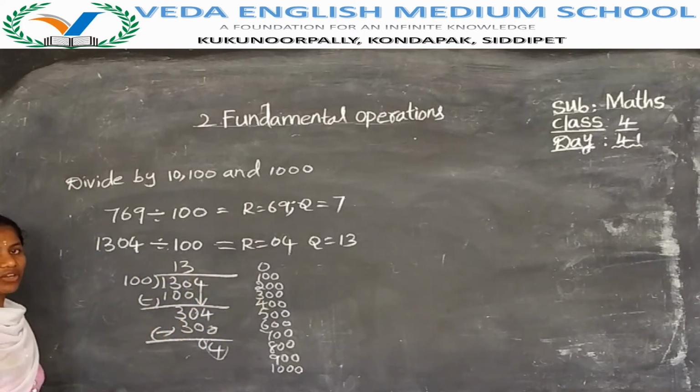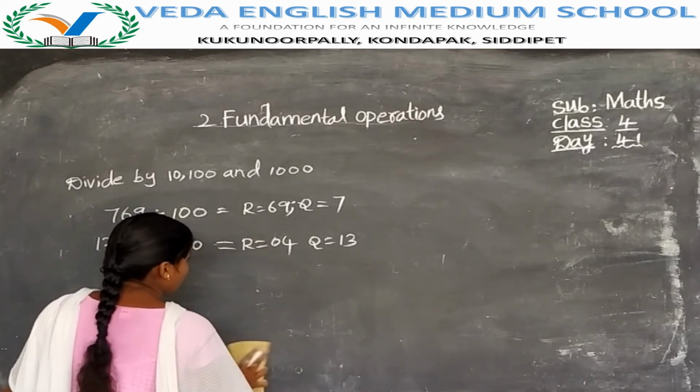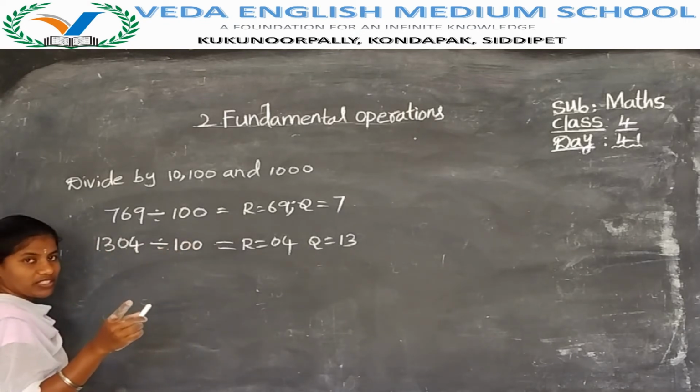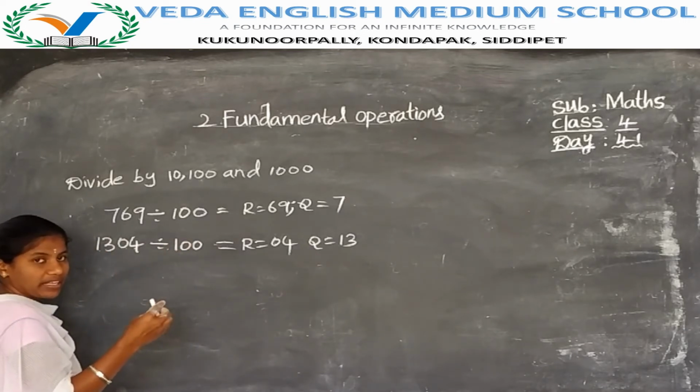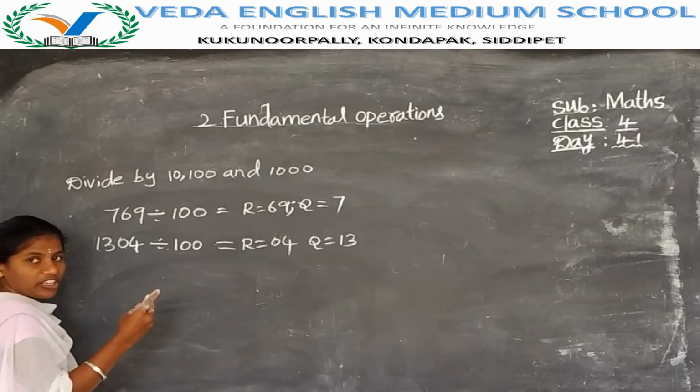So like this, without doing division, you have to say it. Division with 10, division with 100, division with 1000. Simply, based on the zeros, you have to say. In 10 we have only one 0, so the last digit will be the remainder, and the remaining digits are the quotient. In 100 we have 2 zeros, so the last 2 digits are the remainder, and the remaining digits are the quotient.